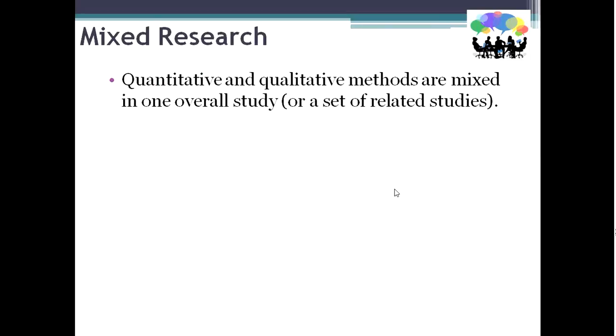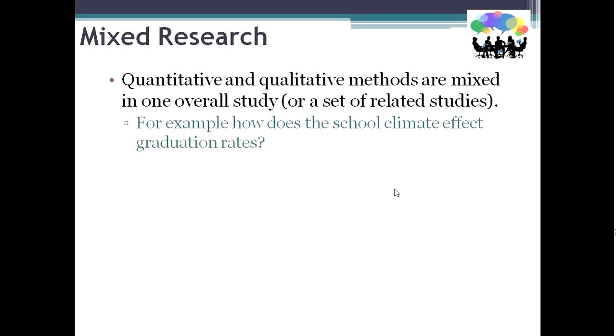Now, when we talk about mixed research, as you would imagine, it is a mix of quantitative and qualitative methods, in one study, perhaps a series of studies. So, for example, we might be interested in asking the question, how does school climate affect graduation rates? Right? How does the way that kids experience school, is it a positive climate? Is it welcoming? Do they feel like they have a voice? These kinds of things. How does that influence graduation rates?